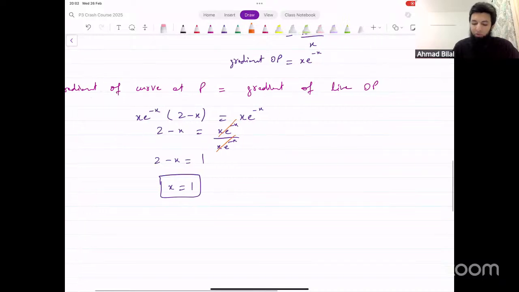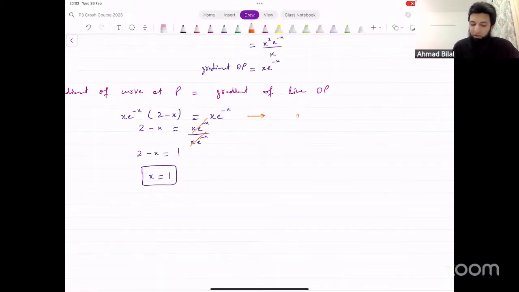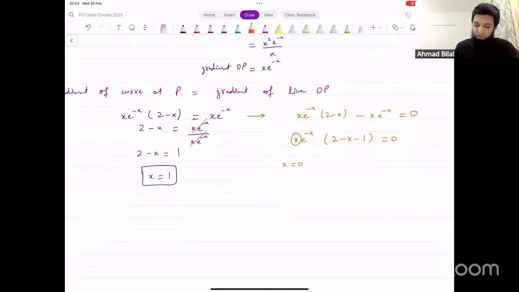Otherwise, the proper way of doing this would have been to do something like this: x e power minus x into 2 minus x, and then you would bring this to the left side as well, equals 0. Then you take x e power minus x common, that leaves you with 2 minus x minus 1 inside. And that means either x equal to 0, this factor, or e power minus x equal to 0, or 2 minus x minus 1 equal to 0.